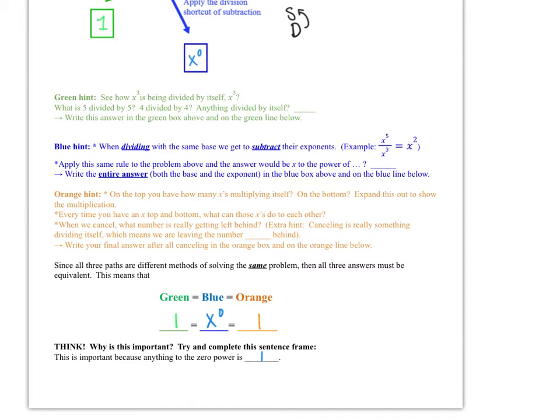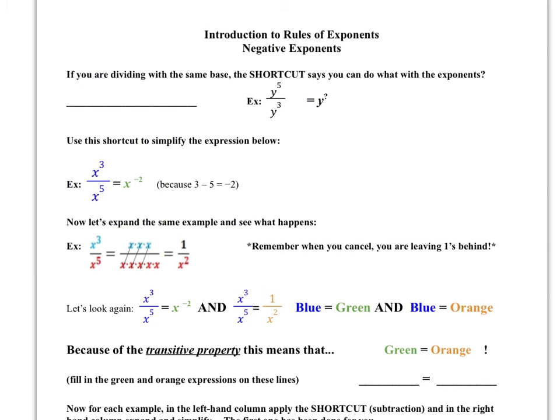In a few minutes, we're going to see this proved a different way, but for right now, we just wanted to show you why it might be the case. Now let's get into negative exponents. If we're dividing, like here we're dividing y to the 5th and y to the 3rd, and the bases are the same, the shortcut tells us that we can subtract our exponents.